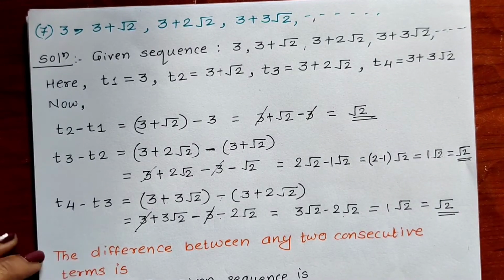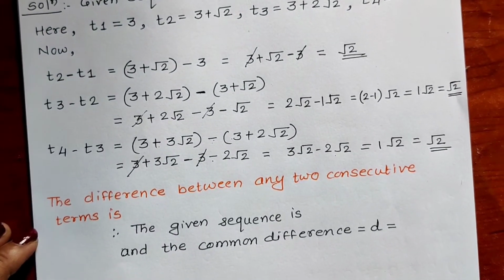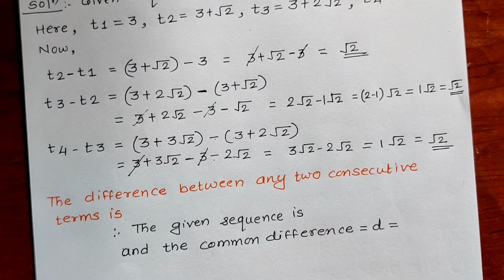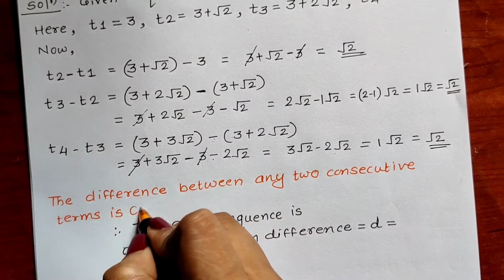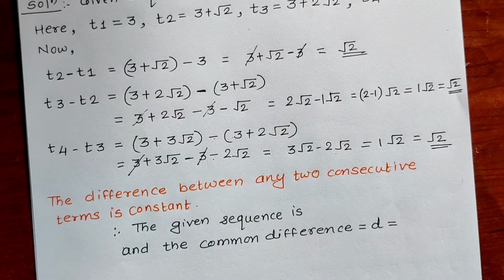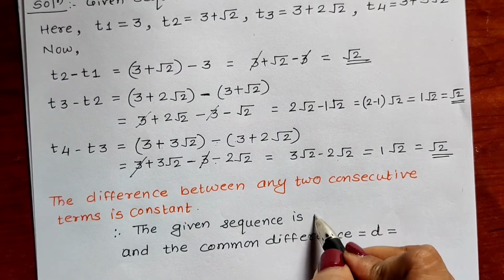So every time we are getting the answer root 2, that means the common difference between any two consecutive terms is constant. It is constant. So we are going to write here: is constant. When the answer is the same, the common difference is constant, and therefore this given sequence is an AP.